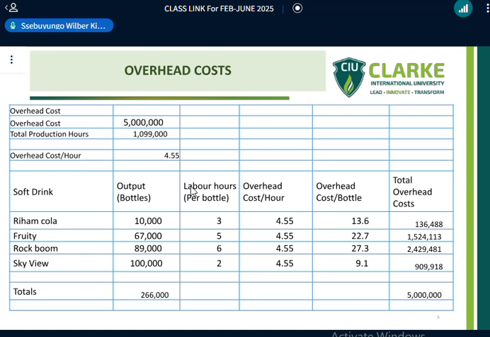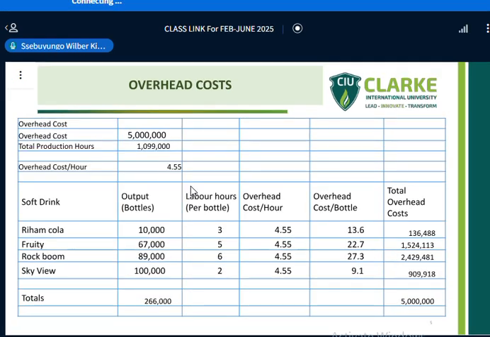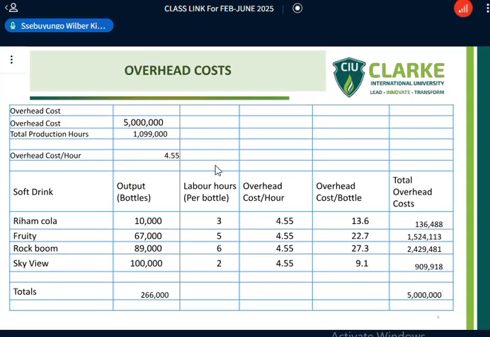And then we ask how many hours we are producing the products for that period. Let me go back to the previous table here, if it can allow. It is not allowing somehow.